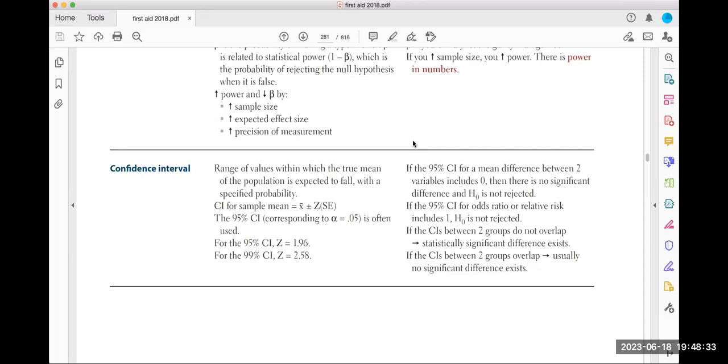So now we come back to the z-score, right? The z-score, you're using it because you want to know the confidence interval.